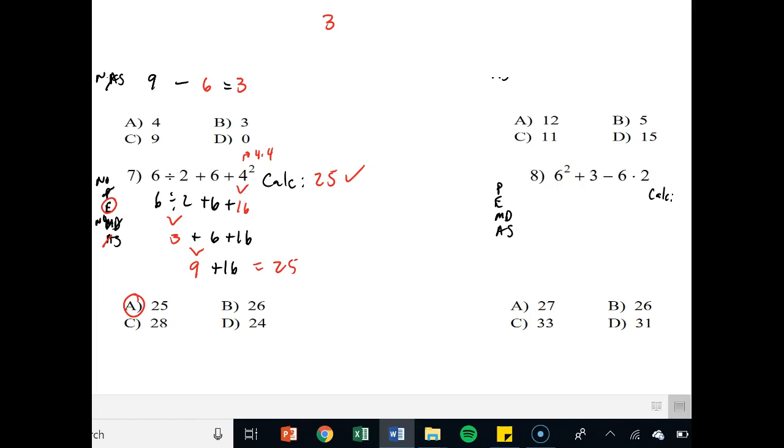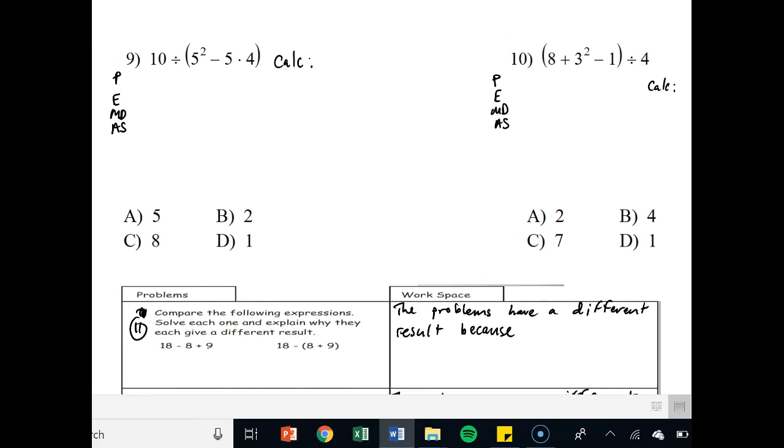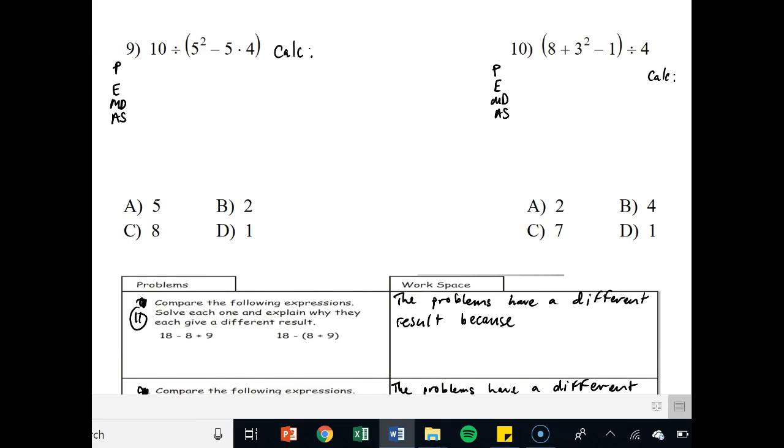All right, I'm going to leave the rest on the front here, all the even problems, as well as number 9 and 10 on the back for you to do. Please make sure you show work and double check it with your calculator.